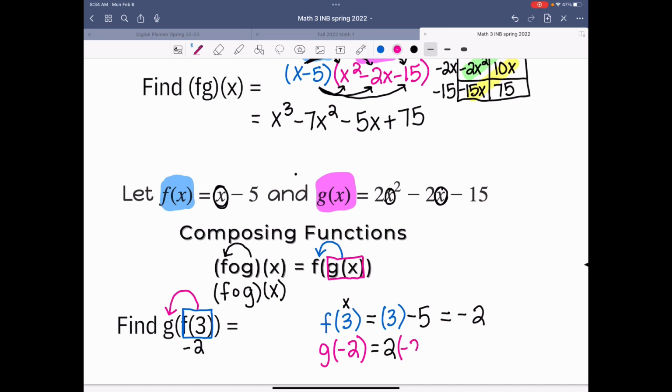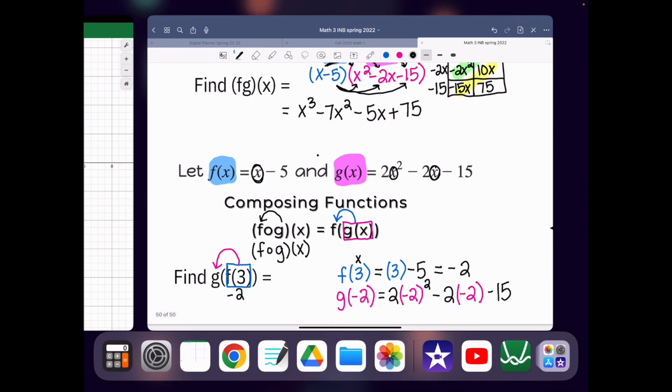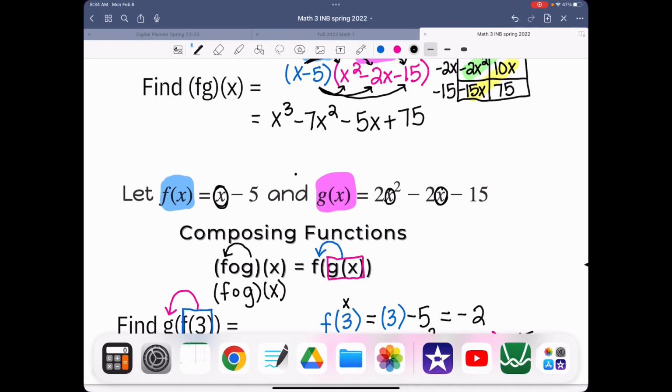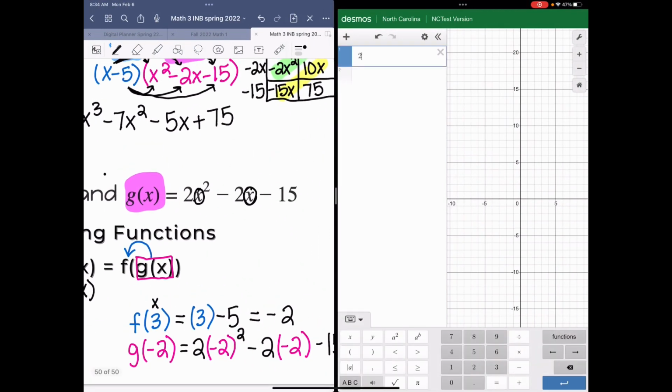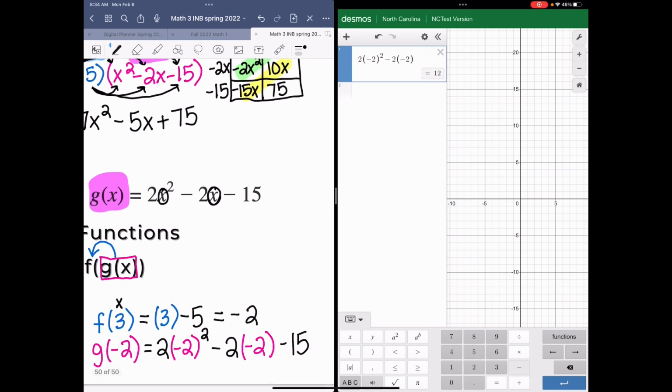So I'm going to put negative 2, in parentheses, squared, minus 2, and I have another x, so I'm going to put negative 2 again, minus 15. Now, if you need to put this in Desmos, by all means do so. If I split screen this, I can put this right into Desmos and do 2 parentheses, negative 2 squared, minus 2 parentheses, negative 2 parentheses, minus 15.